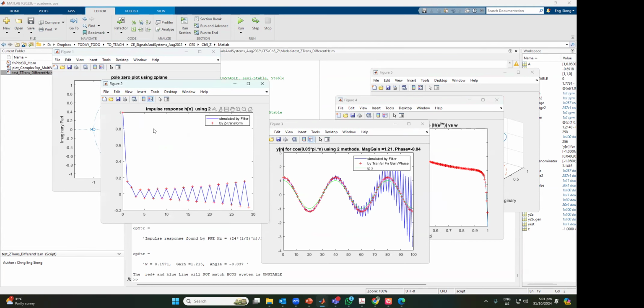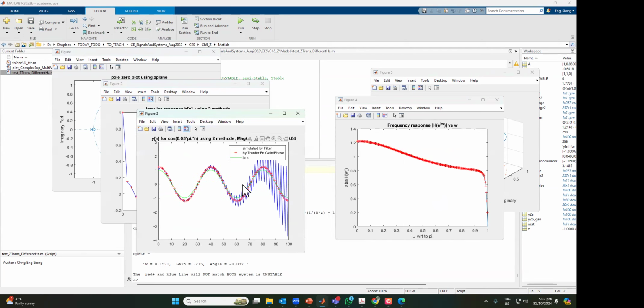Now look at the impulse response. So now I plot. If I plot some more, it's going to blow up, right? And now the input, I send this, the blue one, wow, it's blowing up now. For sure it's unstable.